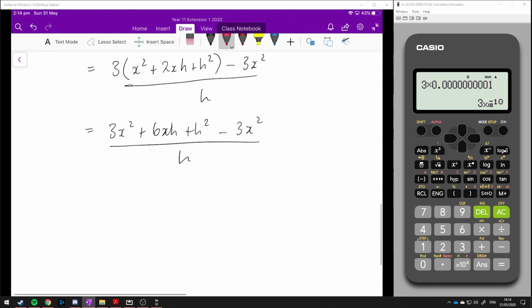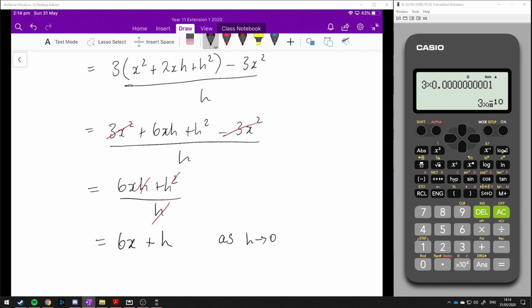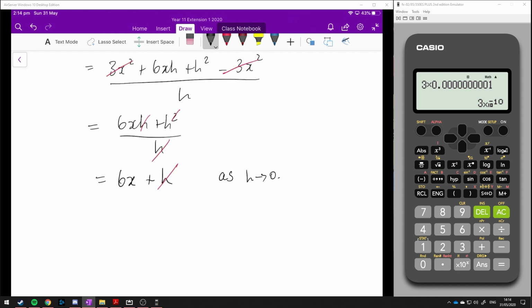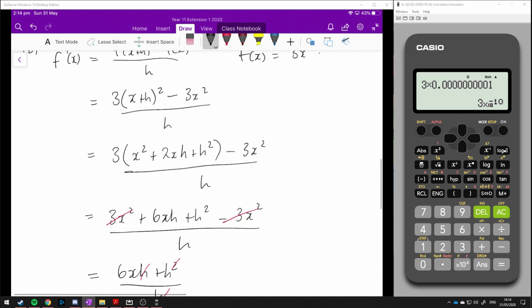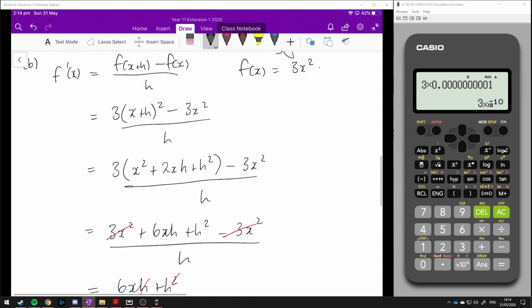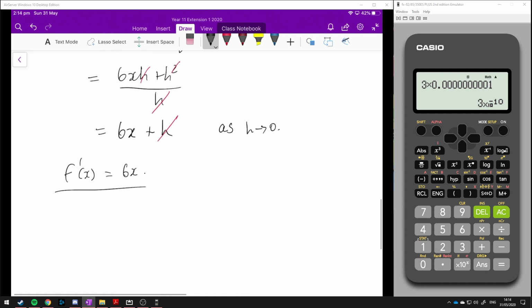Okay, doing some clever little cancelling. We've got a positive and a negative 3x squared, so they're going to cancel out. We're left with 6xh plus 3h squared over h. The h's are going to cancel out there, and we've got 6x plus 3h. Now, as h approaches 0, the 3h is going to be pretty much negligible, and so that's going to leave us with the derivative of the function being equal to 6x. So the derivative of 3x squared is equal to 6x.